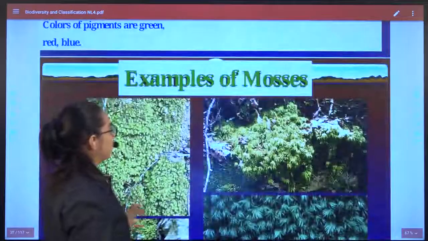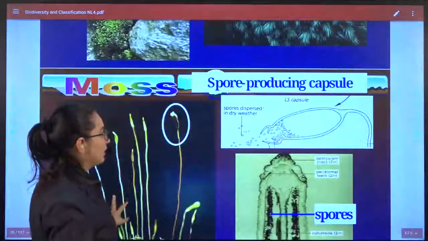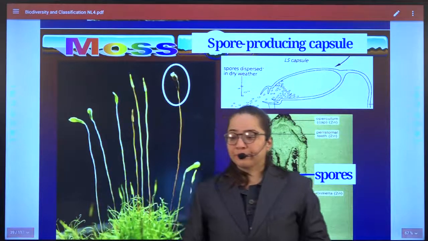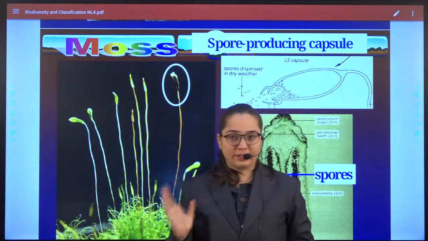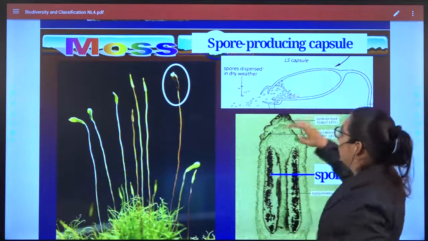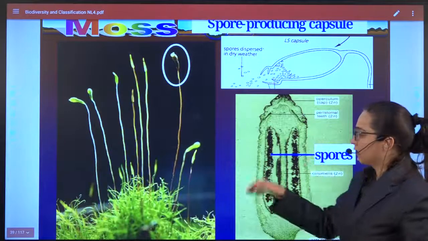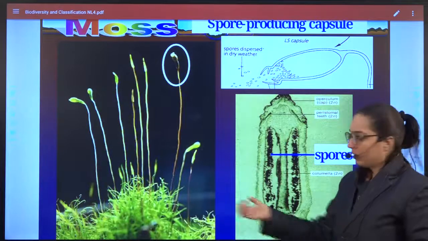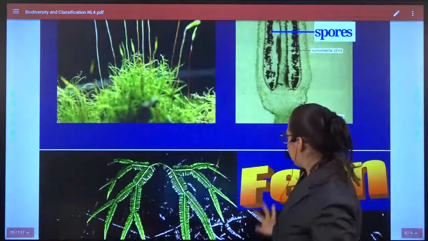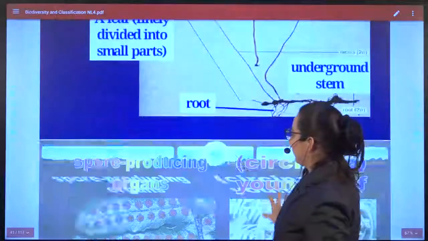Now this is the example, moss, and this is how we have discussed how the sporophytic stage occurs: the spores are produced in a capsule, then the capsule will burst out and all the spores will fall somewhere over here, and then everything will be done. This is fern, one of the pteridophytes. Then we had pteridophytes.